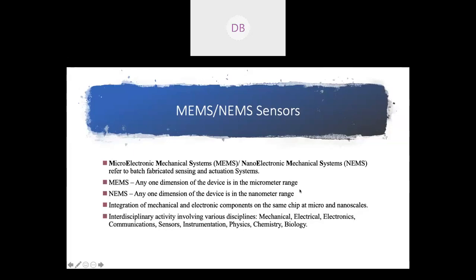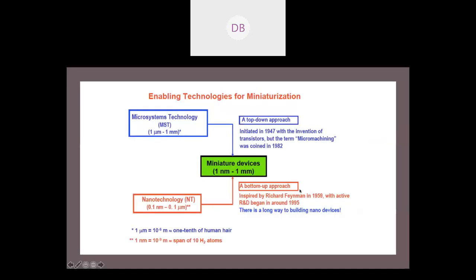So, what are the enabling technologies for this? As I was discussing, it has both a top-down approach and a bottom-up approach. We have microsystem technology, where as I told you, the dimensions typically are between 1 micrometer to 1 millimeter, or we have the nanotechnology, that is the NEMS sensors, where the dimensions are between 0.1 nanometer to 0.1 micrometer.